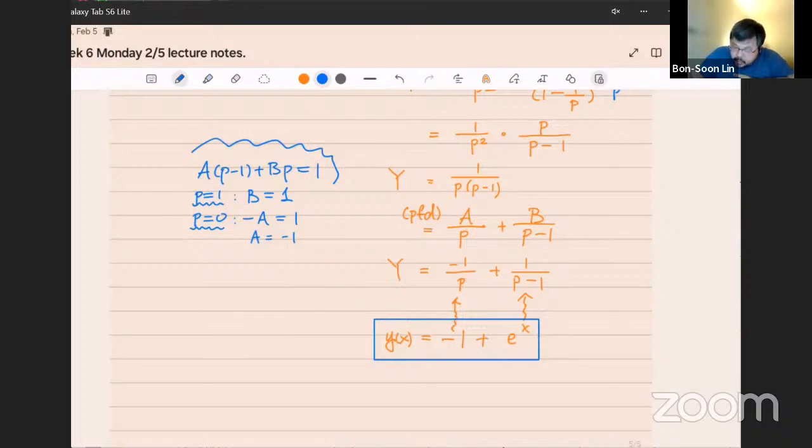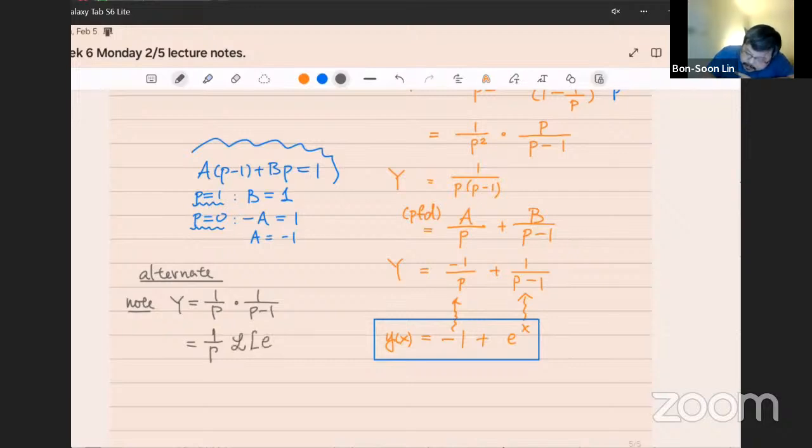Now you mentioned that there is another way. So let's actually do the alternate way to figure this out. This situation is kind of special. This big Y is of the form 1 over p times something. So notice that Y is equal to 1 over p times 1 over p minus 1. Let me first figure out the Laplace transform of 1 over p minus 1. That is the Laplace transform of, as we know, e to the x, right? Like so.